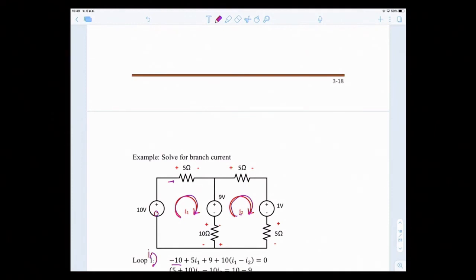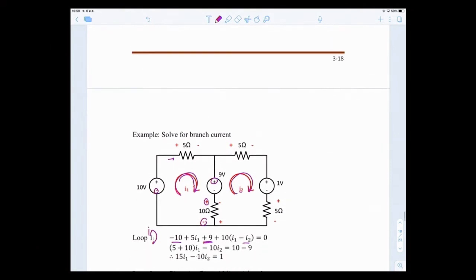And you see this is an independent source, so plus 9. And the voltage drop across the 10 ohms is 10 times, I1 goes into the positive of this side, I2 goes into the negative, so (I1 minus I2) equal to 0. Okay, so you factor the I1 together, the I2 together, and this is your first equation: 15 I1 minus 10 I2 equal to 1.